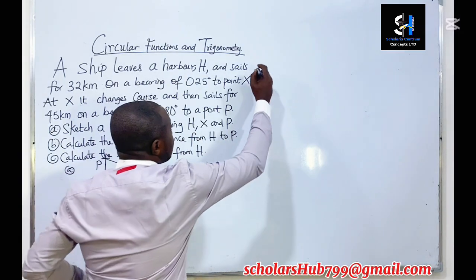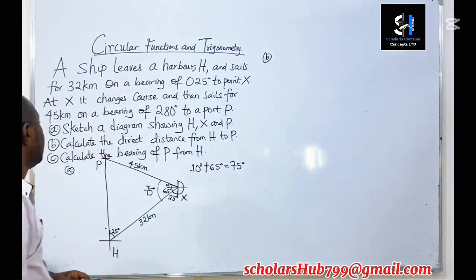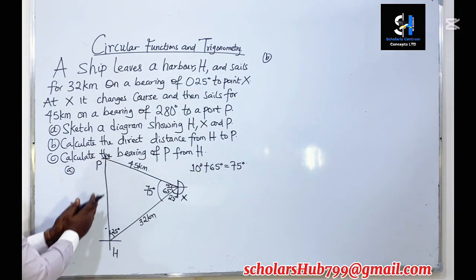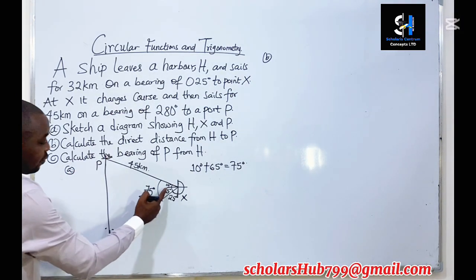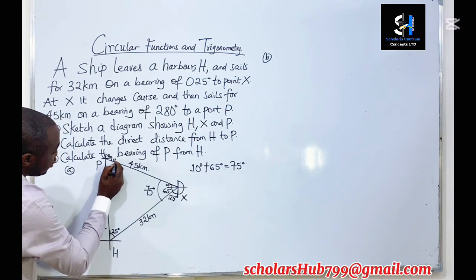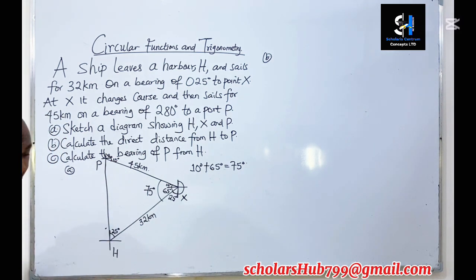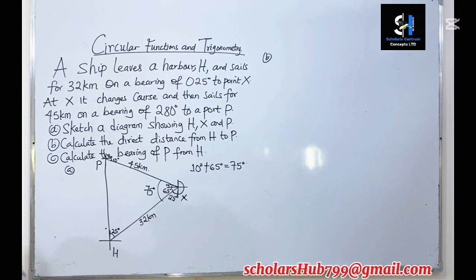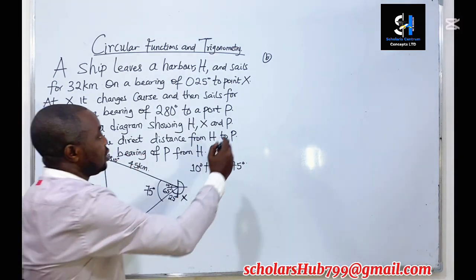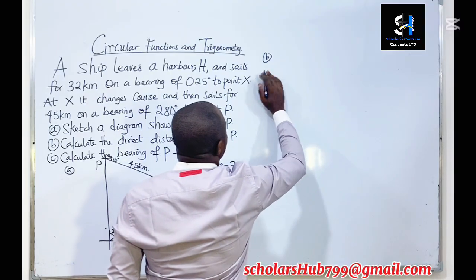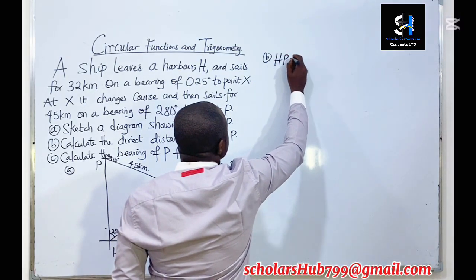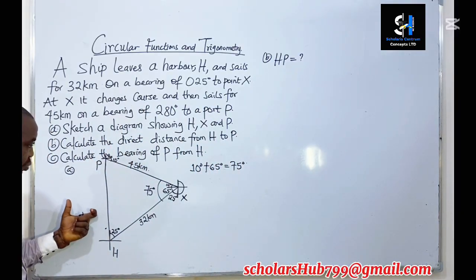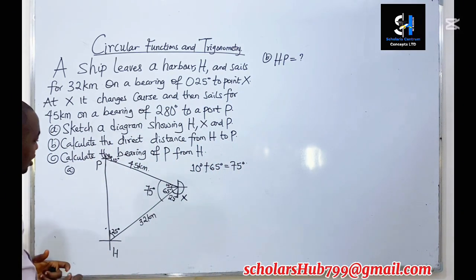Now for B, we are asked to calculate the direct distance from H to P. Direct distance from H to P, this distance. And let's not forget that when this is 10 degrees, this also will be 10 degrees, alternate angle. So we want to know the distance HP. Let's calculate HP.